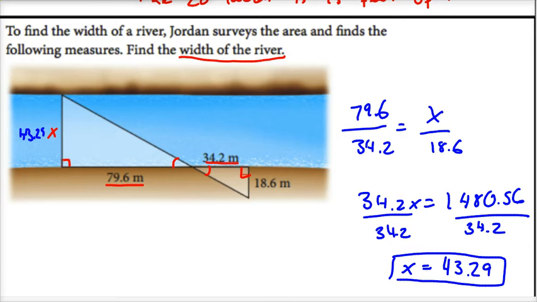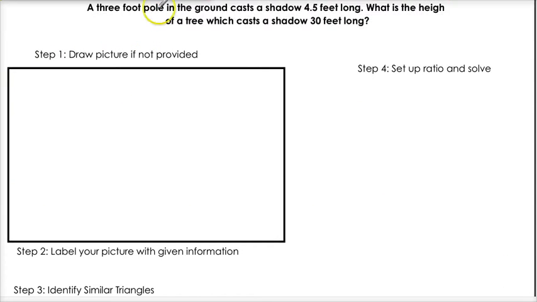Let's keep rocking. In this question, and this is the most typical one you'll see when they talk about shadows, it says a 3-foot pole in the ground casts a shadow of 4.5 feet long. What is the height of a tree which casts a shadow 30 feet long? The way we're going to do this is we're going to draw our pole and our tree. So let's start with our pole. Here's our nice little pole in the ground. It's 3 feet high. And then we have our tree.